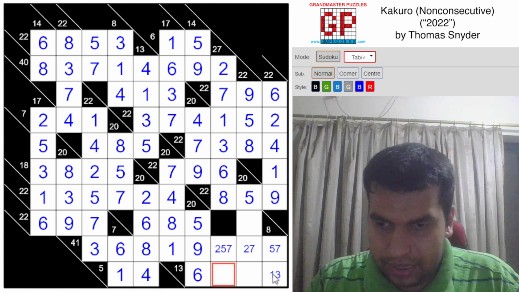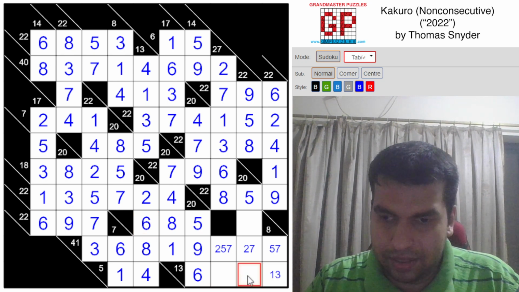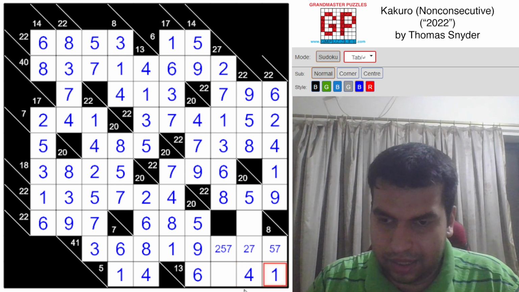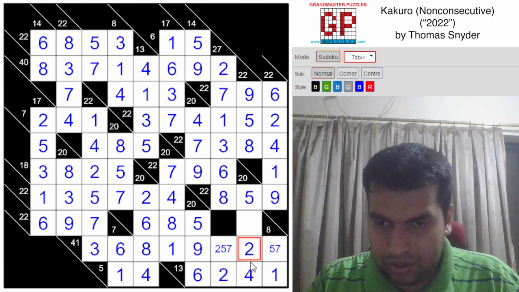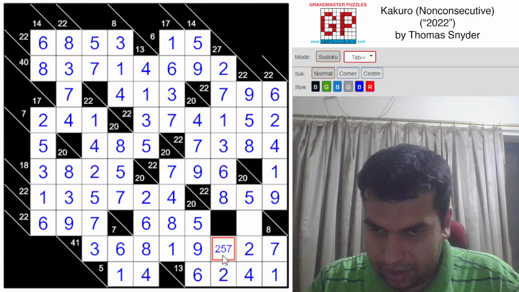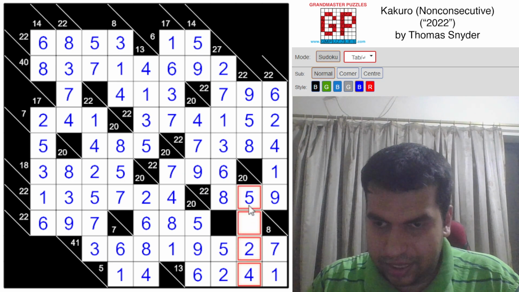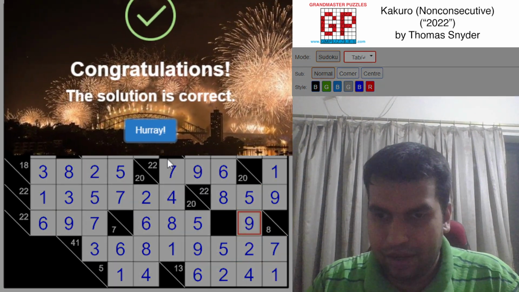So now these three cells sum to 7. So that's a 4. This would be a 1 or 2 since 2 is already eliminated. This is a 1 and a 2. So 2 and 7 and 5. And this is 11 for these three cells. So the last cell would be a 9.